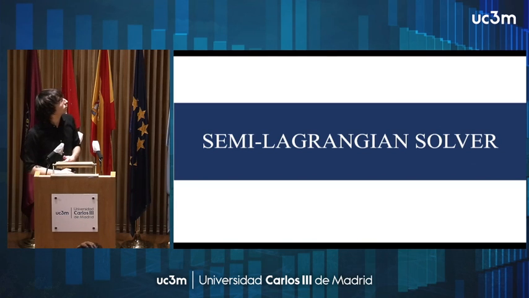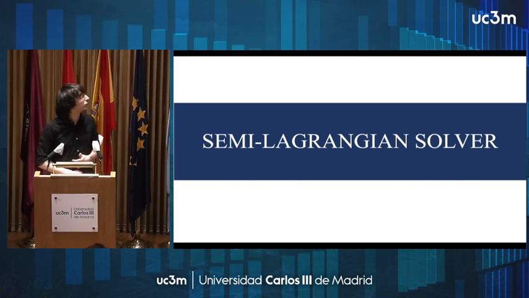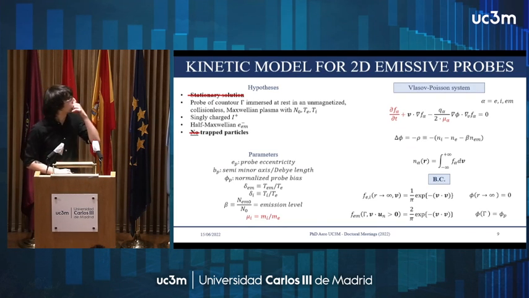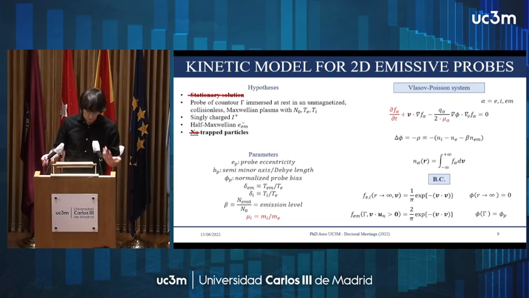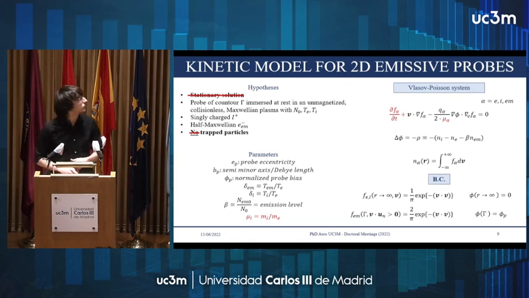So in order to do that, lately I've been working on trying to develop a new solver using a semi-Lagrangian approach. This is the updated model in which we have relaxed the hypothesis about the steady state of the solution, and therefore we are able to assess the role of trapped particles. We have some modifications to the equations, and also a new governing parameter appears here, which is basically the ratio between the mass of the ions and that of the electrons.